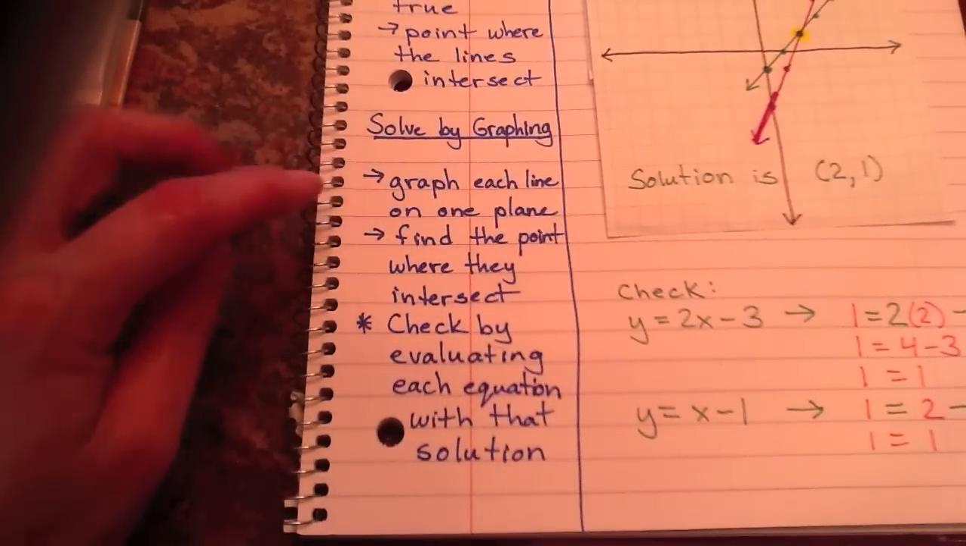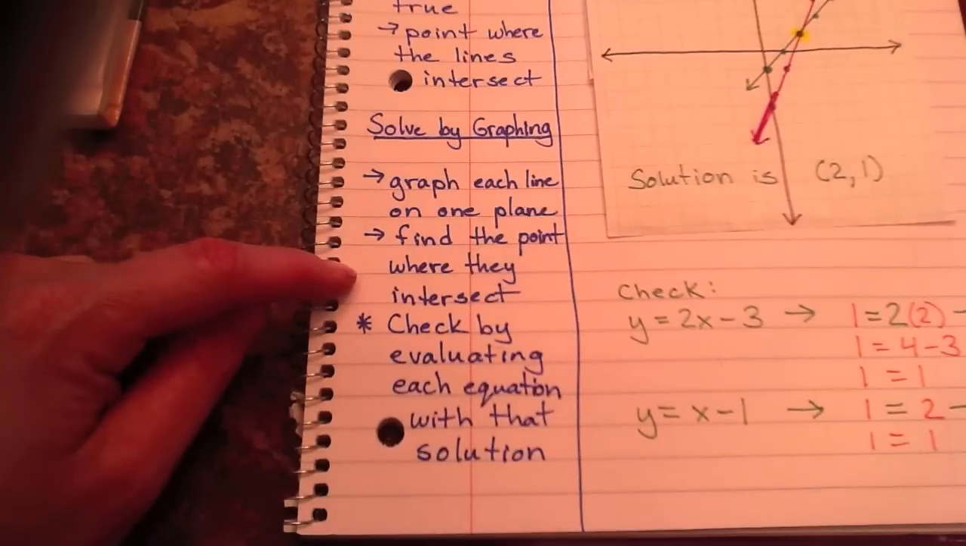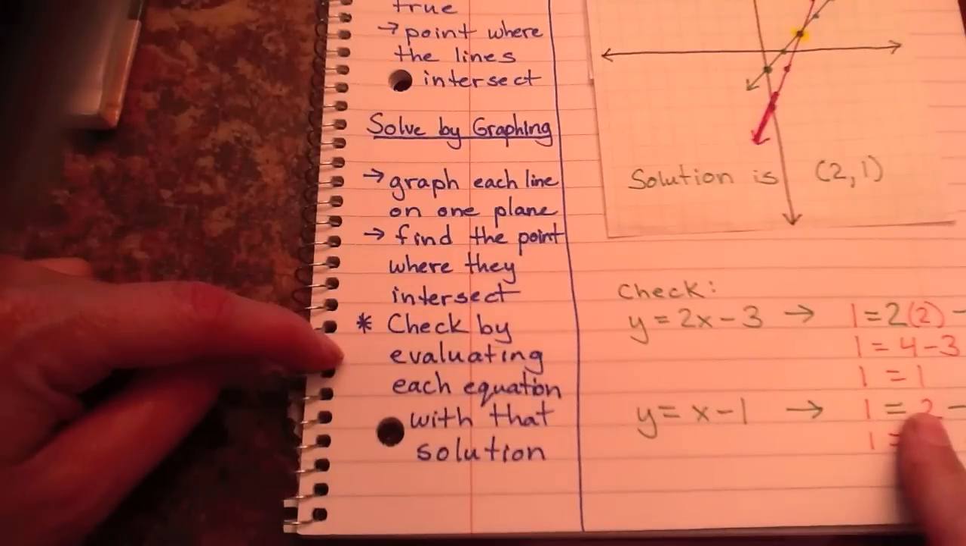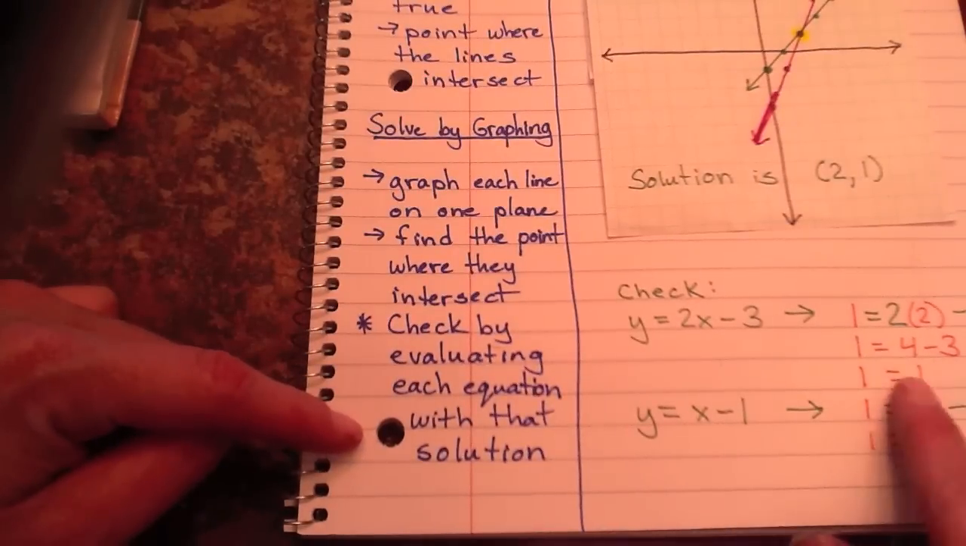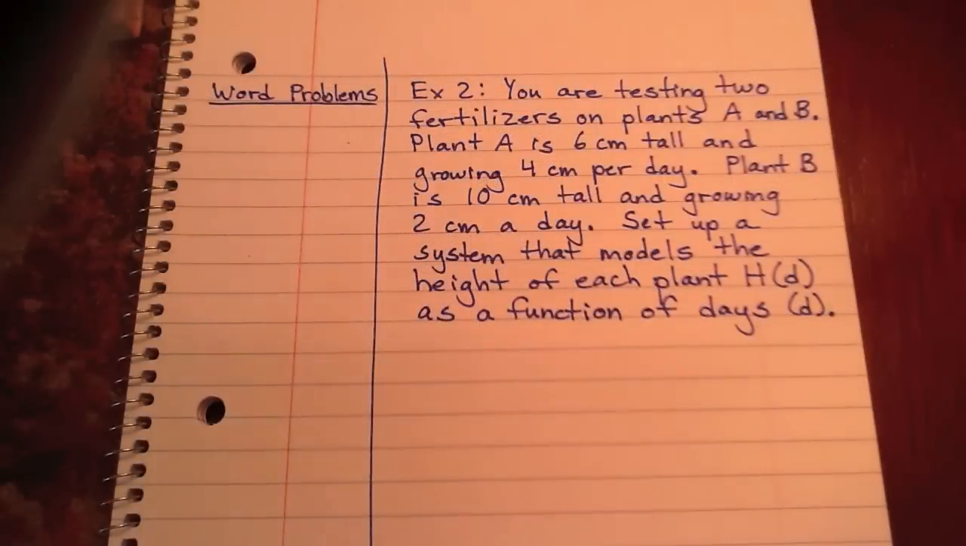Solve by graphing. You're going to graph each line on one coordinate plane, and then you find the point where they intersect, and that's your solution. And then you check it by plugging that solution in to make sure that they both balance out and are true. Go ahead and copy this down. Hit play once you're ready to go over it, but we're going to start word problems.